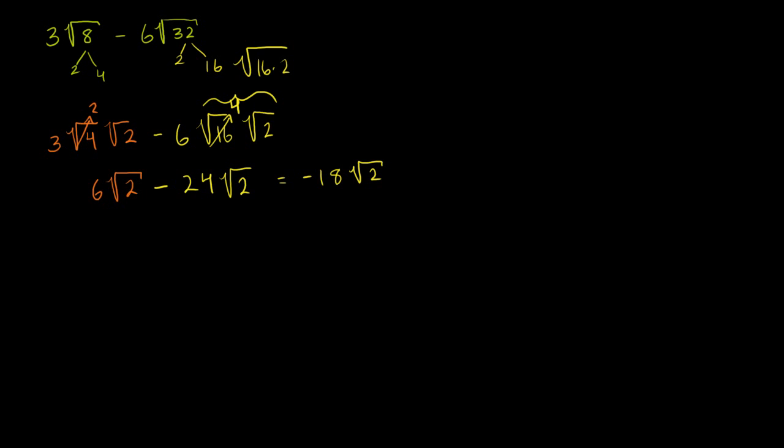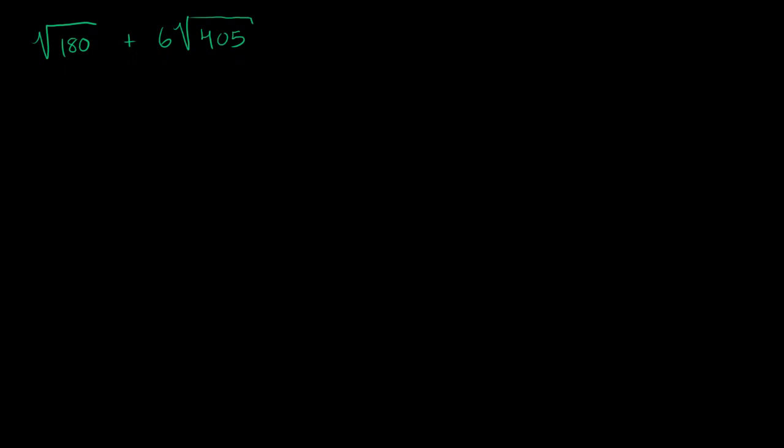Let's do another one. Let's say I have the square root of 180 plus 6 times the square root of 405. So this is really an exercise in being able to simplify these radicals, which we've done before, but you can never get too much practice doing that. So let's just do the factorization of these right here.